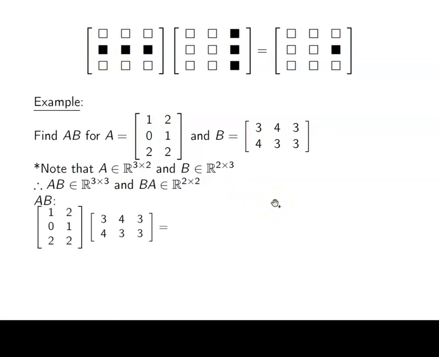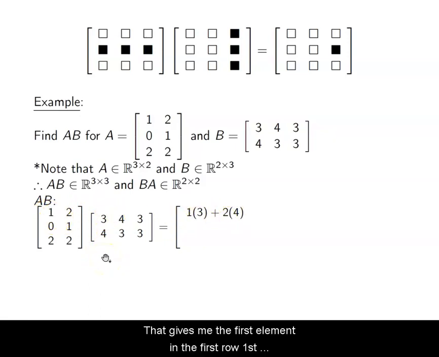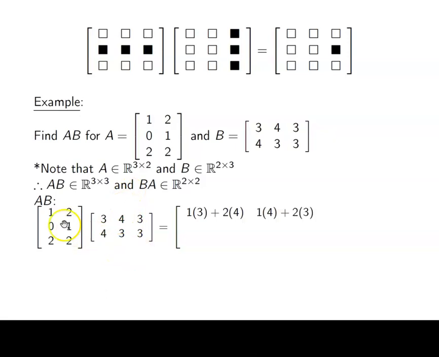So let's go through this again. I'm going to take this first row times this first column for the dot product. So 1 times 3 plus 2 times 4. That gives me the element in the first row, first column position for the product. For the next one, in the first row, second column entry, I'm going to find the dot product of 1, 2 and this column vector, so 1 times 4 plus 2 times 3.